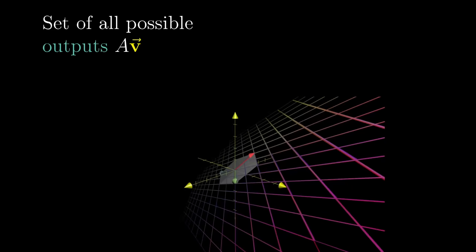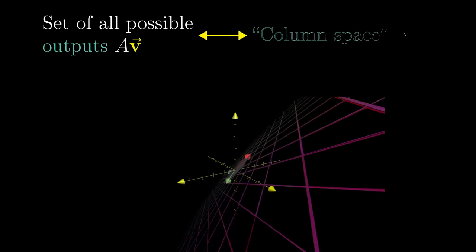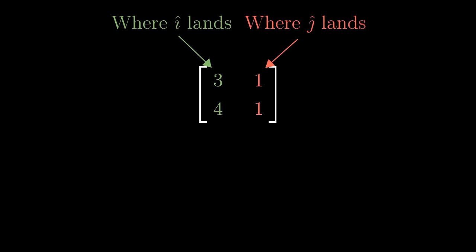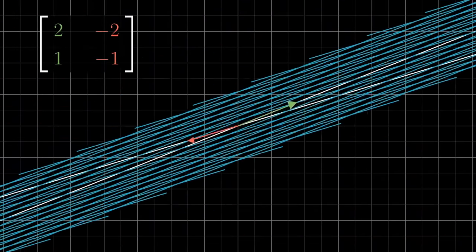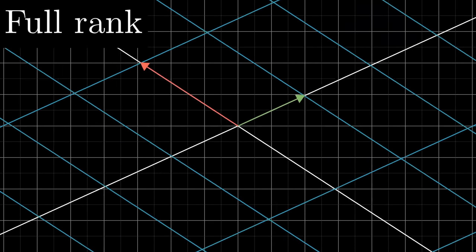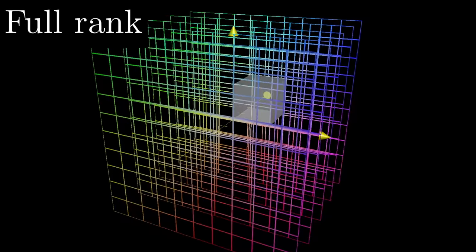This set of all possible outputs for your matrix, whether it's a line, a plane, 3D space, whatever, is called the column space of your matrix. You can probably guess where that name comes from. The columns of your matrix tell you where the basis vectors land, and the span of those transformed basis vectors gives you all possible outputs. In other words, the column space is the span of the columns of your matrix. So a more precise definition of rank would be that it's the number of dimensions in the column space. When this rank is as high as it can be, meaning it equals the number of columns, we call the matrix full rank.